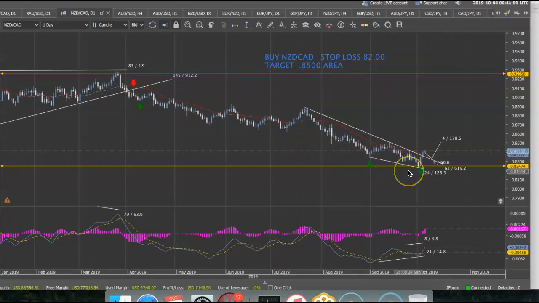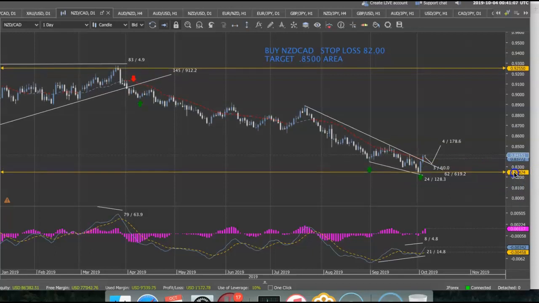So the New Zealand dollar, New Zealand CAD, is no longer in a downtrend. It has turned around and headed north.